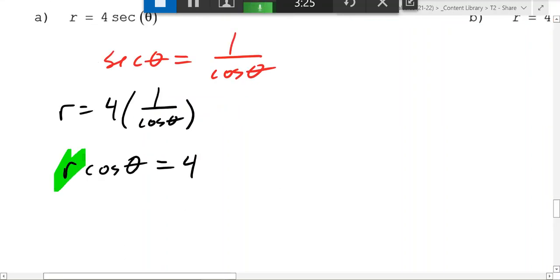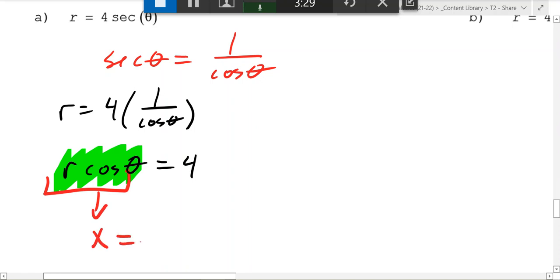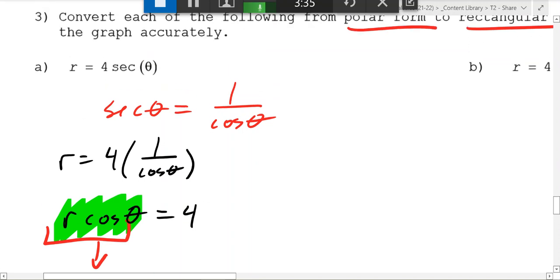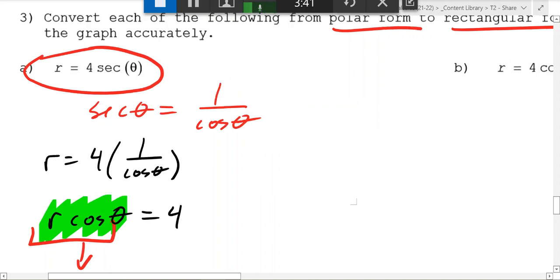But this is the definition of x. r cosine theta is defined as x. So this function is just x equals 4, which is in fact a vertical line at x equals 4, which is pretty cool. I found that pretty neat. You can turn trig functions into vertical lines.